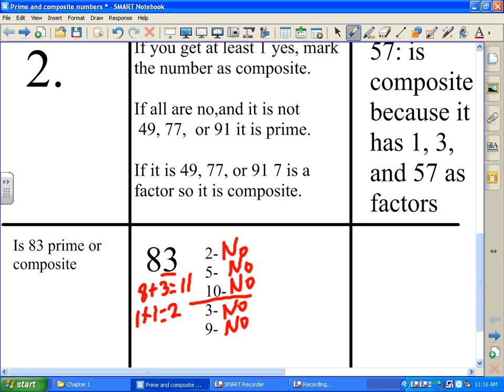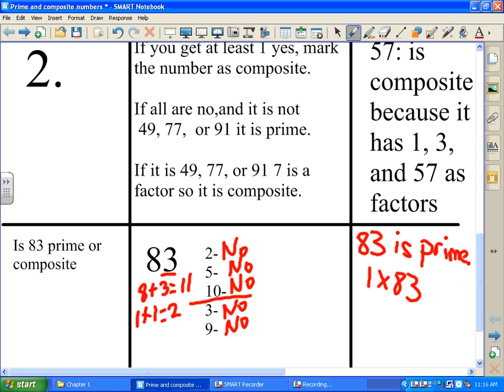Then I need to think of my 3 exceptions. 49, 77, 91. Is that 83? Is it 49? No. Is it 77? No. Is it 91? No. So 83 is not divisible by any. 83 is prime. Now, if it's prime, that means it has exactly 2 factors. So the only factors for 83 are 1 times 83, correct? Yeah. Because the number is prime, it has exactly 2 factors.